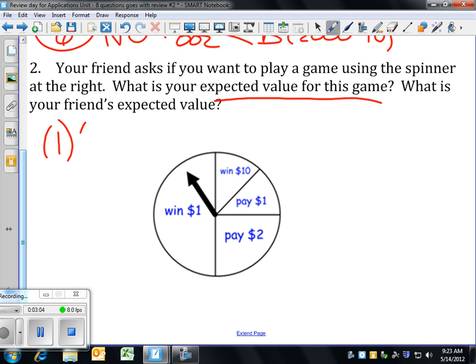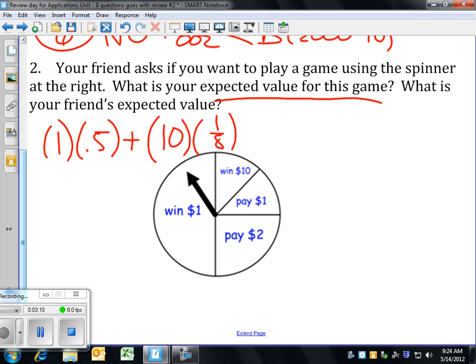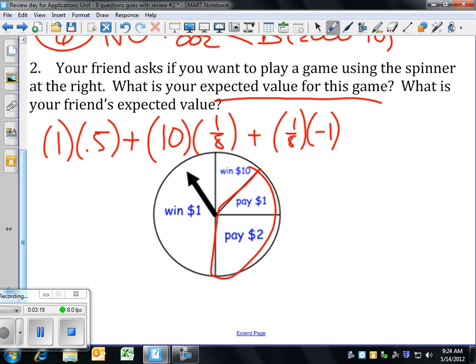So $1 times 50 plus 10 times an eighth. Now the losing, this is you losing. So it's going to be negatives. Oh, thank you. Shh. Allie, this is for you. So your expected value, I got it to be 1.125. And then your friend would be negative 1.125.